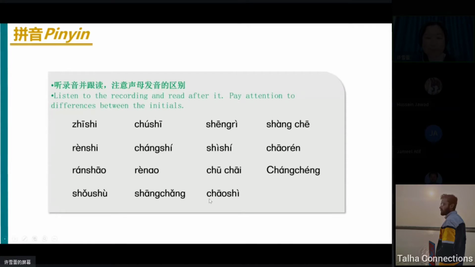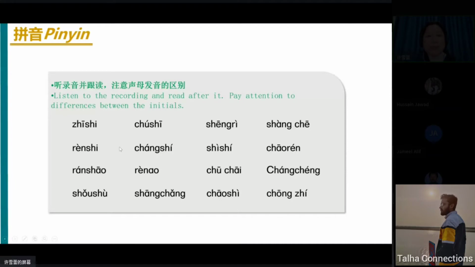Chaoshi. Chaoshi. Chaoshi is supermarket. Supermarket. The last one, 充值, 充值, 充值. Okay, wait, I'll read it again.